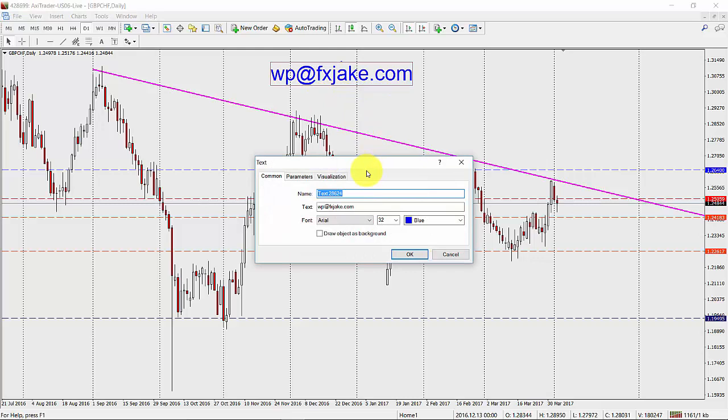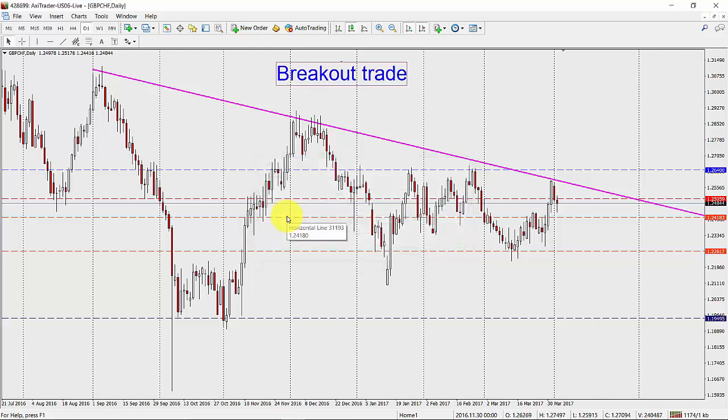So what is the Acapulco trade? Well, the Acapulco trade is actually a breakout. It's a special type of breakout trade. And the way that it works is, you've probably heard the concept of a confirmed breakout. Well, that's what an Acapulco trade is. It's just a really quick confirmed breakout.